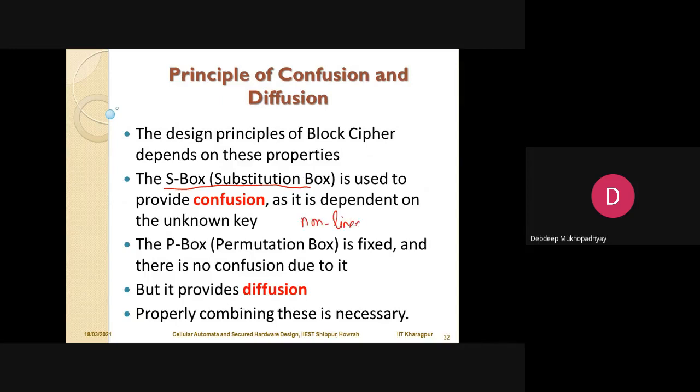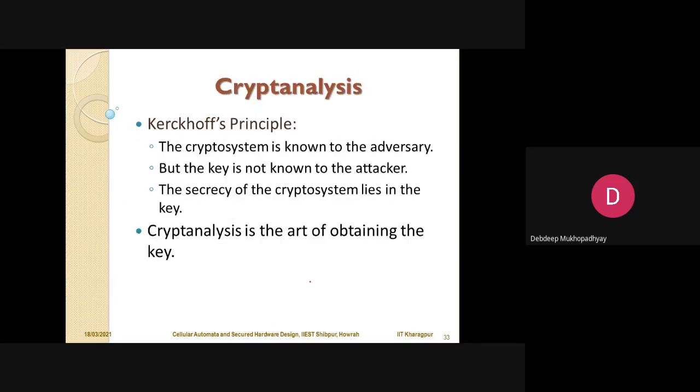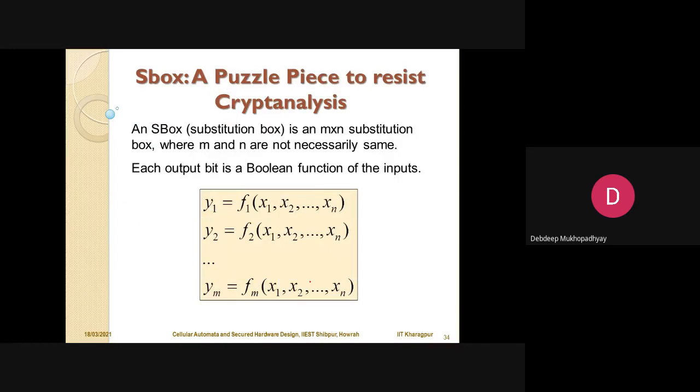So it gives us the non-linearity. The other one is the P-box, or permutation box, which provides the diffusion. That means if there is a small disturbance or change in the input, it should diffuse inside the block cipher. The fundamental principle is Kerckhoffs's principle, which means the cryptosystem is known to the adversary, but the secrecy relies on the secret key, and cryptanalysis is basically the art of obtaining the key.